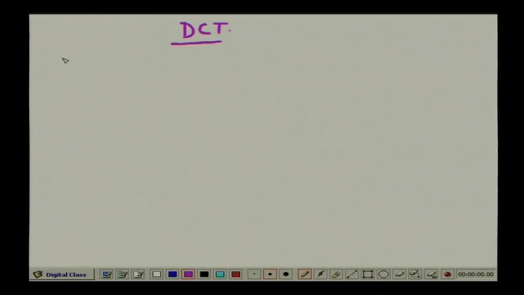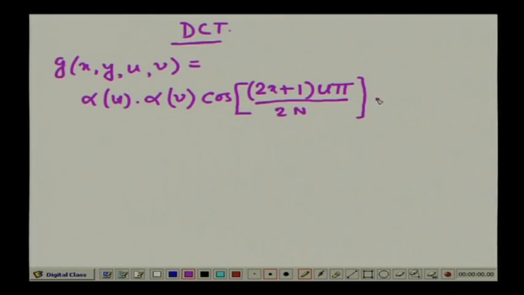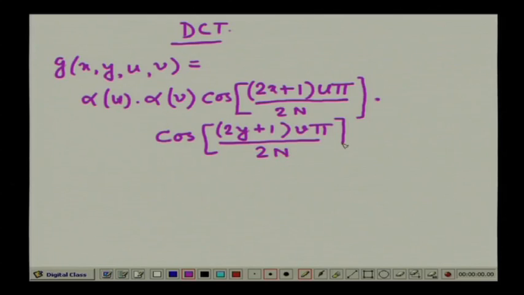In case of discrete cosine transformation, the forward transformation kernel g(x, y, u, v) is given by alpha(u) times alpha(v) into cosine (2x plus 1) u pi upon 2N, into cosine (2y plus 1) v pi upon twice N, which is the same as the inverse transformation kernel, which is given by h(x, y, u, v).